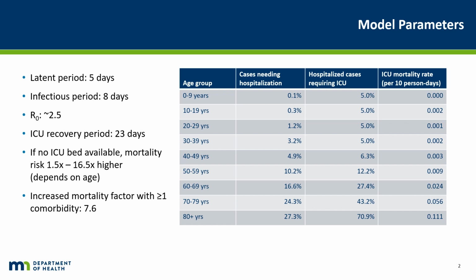So on the right, we have a table summarizing the rate of hospitalization, ICU care, and mortality by age that we use as inputs into the model. We assume an average ICU recovery period of 23 days, and we also include the effects of elevated mortality if ICU bed capacity is exceeded and due to the presence of underlying conditions. Our model is parameterized with the demographic characteristics of the state of Minnesota, as well as the prevalence of underlying conditions in the state of Minnesota by age.